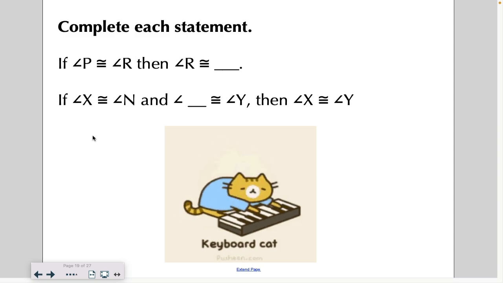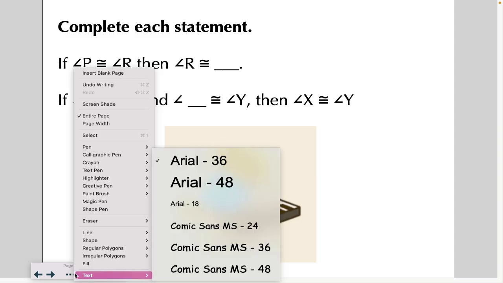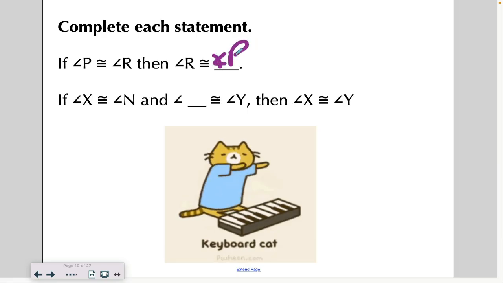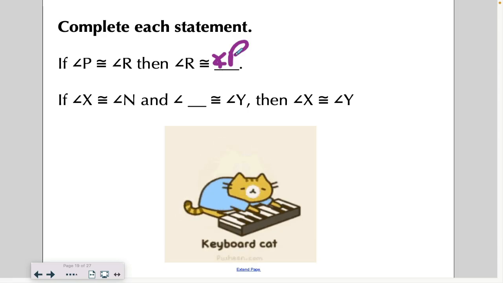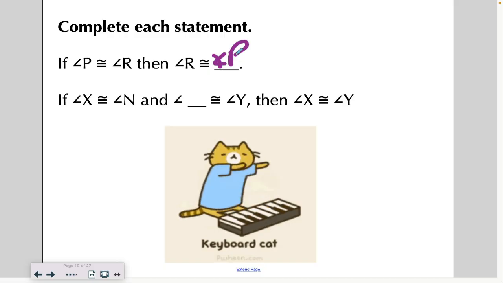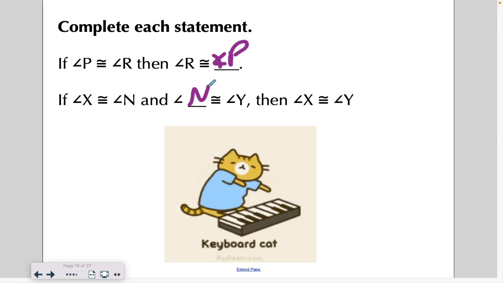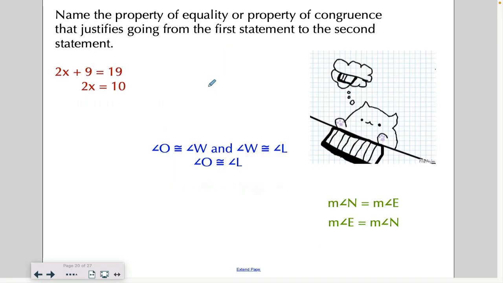Okay. Well, we're going to keep going. Completing the statements: if angle P is congruent to angle R, then angle R is congruent to angle P. And if angle X is congruent to angle N, and angle blank is congruent to angle Y, then angle X is congruent to angle Y. What goes in here? Angle N. Good. Again, just picking out the difference between them. We're naming the property of equality or property of congruence that makes the first statement turn into the second one.